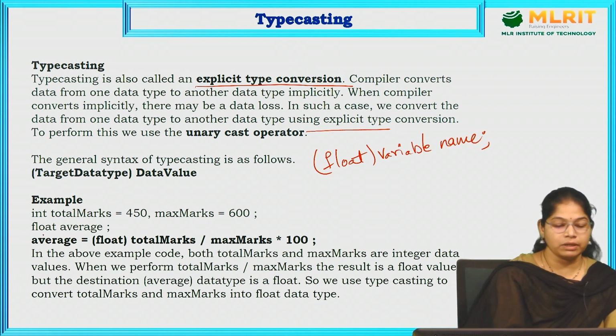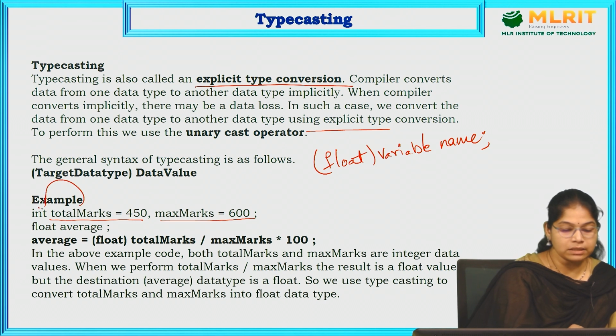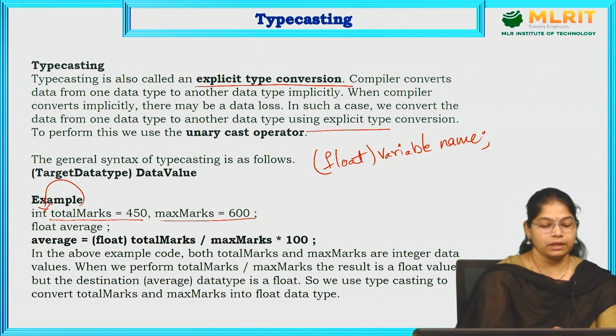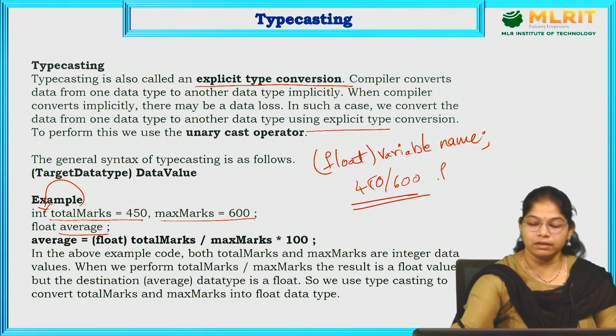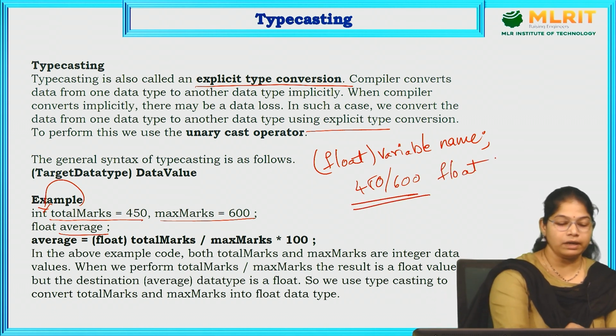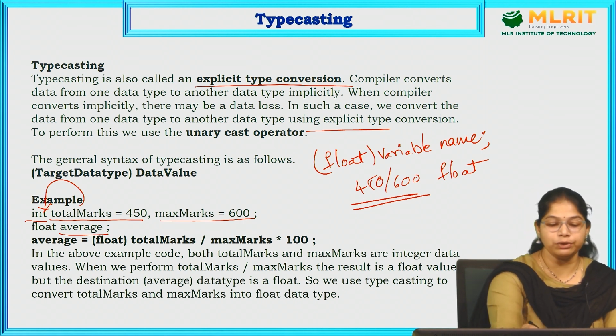So in this example we have total marks 450 and maximum marks 60. If you observe, total marks is declared with the data type integer, and then float average. When we divide 150 by 60, we get the result in float. But here I declared total marks as integer type. Now I want to convert that into float type explicitly. For that we have to use a cast operator, the unary cast operator.